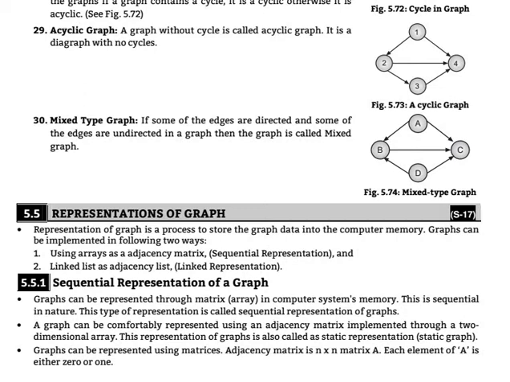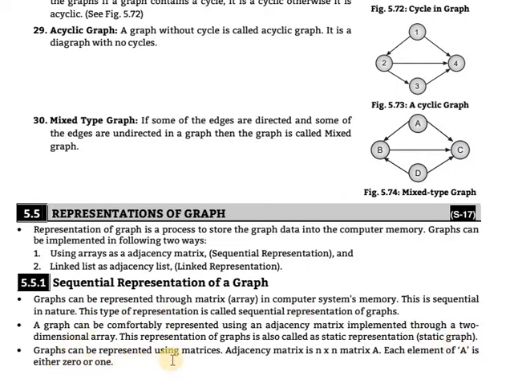First, the sequential representation of a graph. A graph can be represented through a matrix, that is, an array, in computer system memory. This is sequential in nature, so this type of representation is called the sequential representation of a graph. A graph can be comfortably represented using an adjacency matrix implementation through a two-dimensional array. You know matrix from your first semester maths: a matrix has rows and columns, and using rows and columns you form the matrix. This representation of a graph is called a static representation.